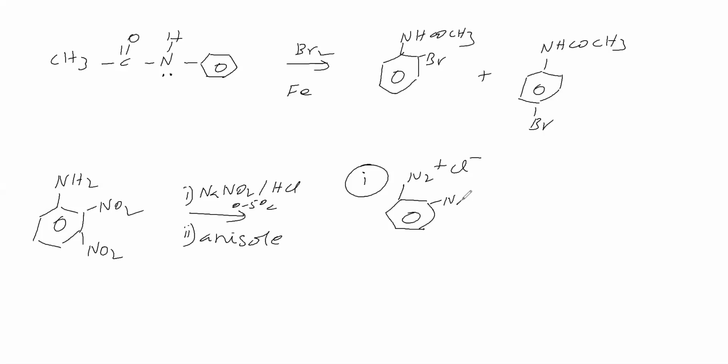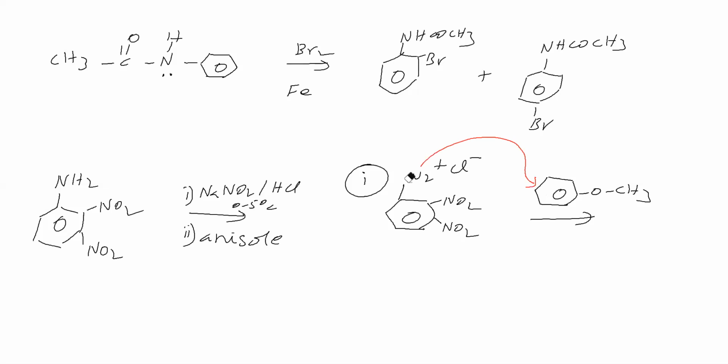The two NO2 groups are present as they are; there is no change in the NO2 groups. Then we will treat with anisole. Anisole is this one. The diazonium group is going for a coupling reaction with anisole. At which position is the coupling reaction possible? At the para position.